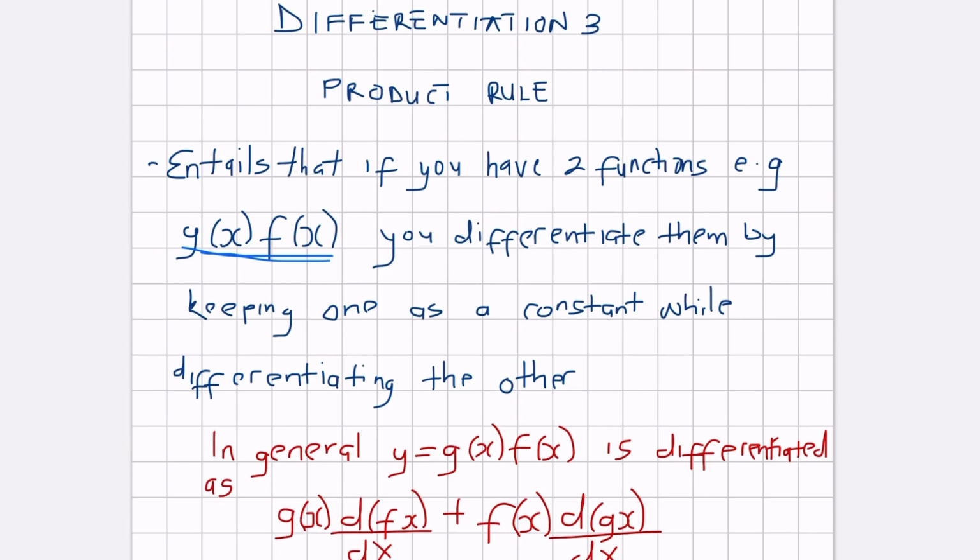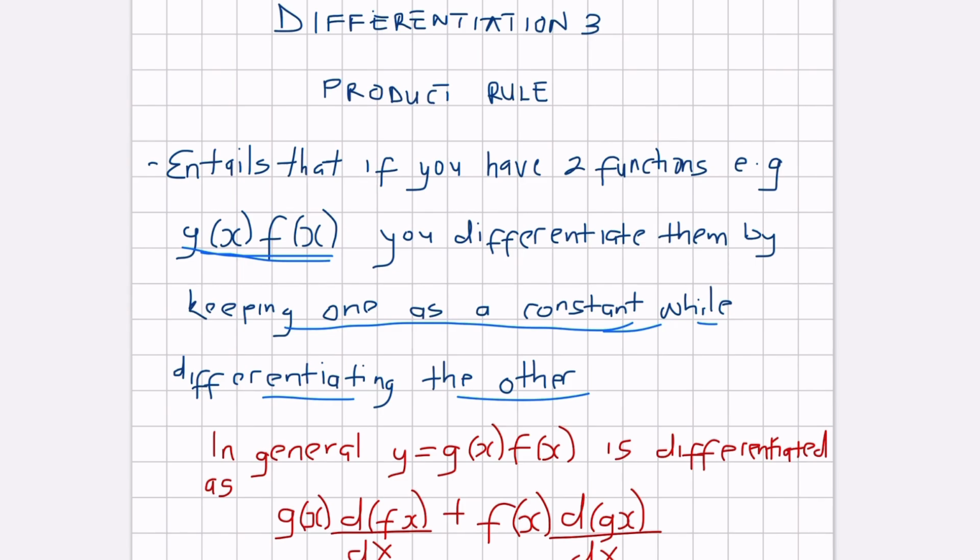The first thing we must keep at the back of our minds is that we have to keep one of the functions as a constant, right? So we keep one of the functions as a constant. That's what I've written here. While we differentiate the other, then we keep the second function as a constant and we differentiate the first.